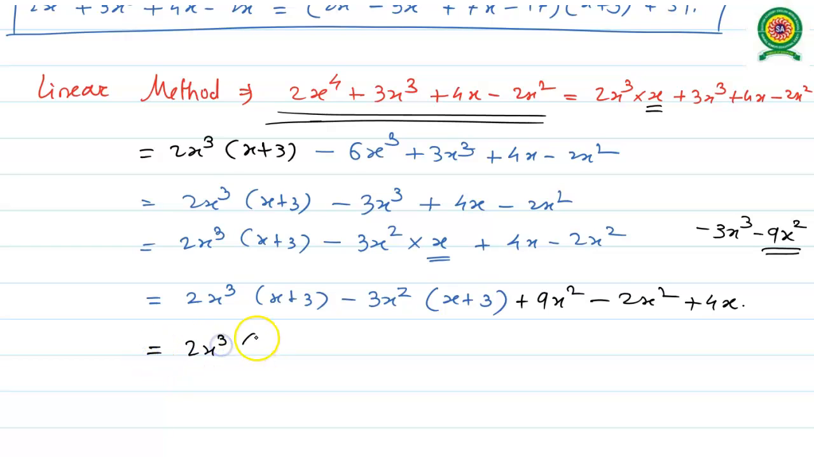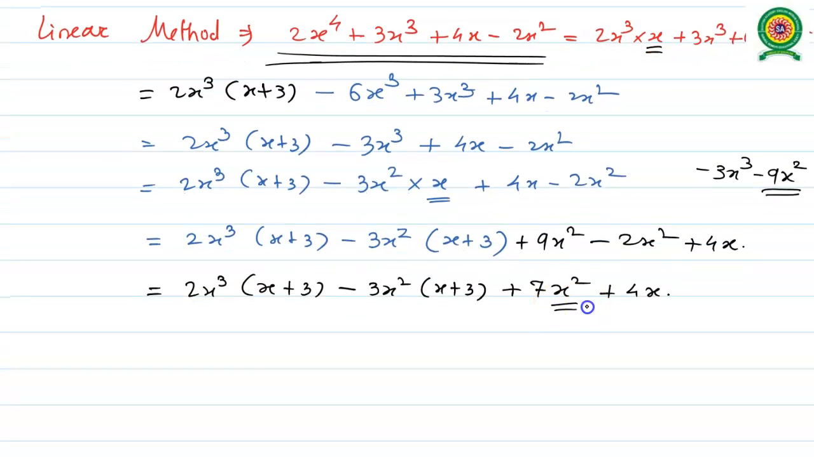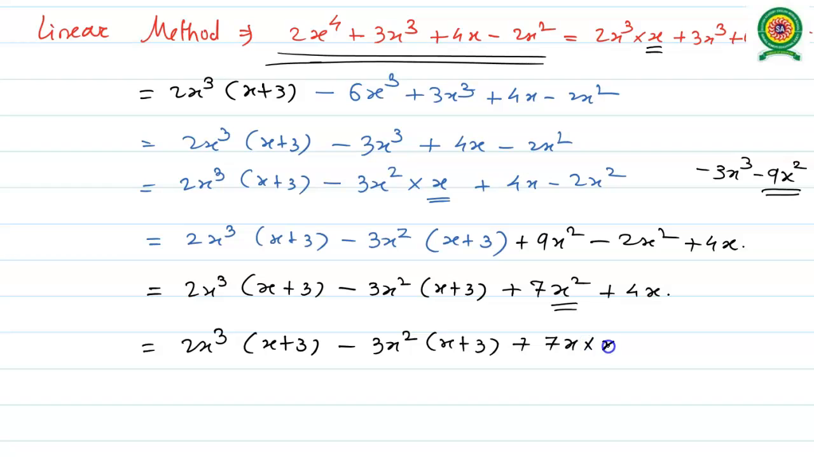So we now have 2x cube into x plus 3 minus 3x square into x plus 3. Now 9 minus 2 is 7, so we get 7x square plus 4x in this form. Again we can split this x square as x into x, so that we have 2x cube into x plus 3 minus 3x square into x plus 3. Now we have plus 7x into x plus 4x as it is. Again we can replace this x by our divisor polynomial x plus 3.